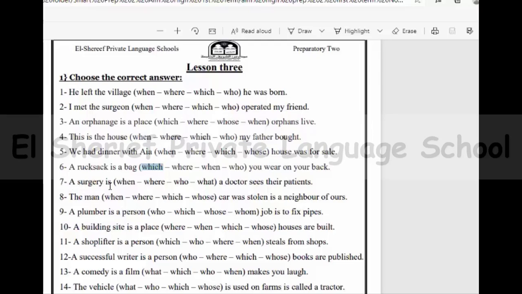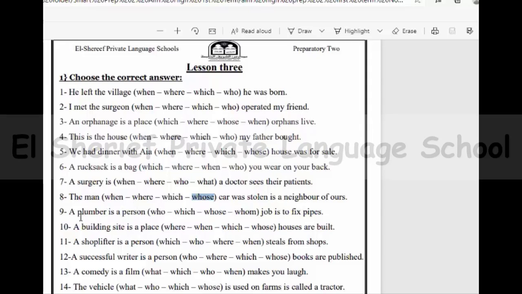A surgery is where a doctor sees their patients. So here a surgery is a place, so we are going to use the relative pronoun where. Number 8. The man whose car was stolen is a neighbor of ours. So the man whose car was stolen.